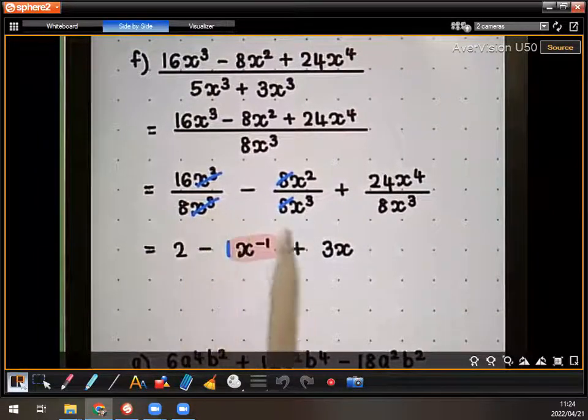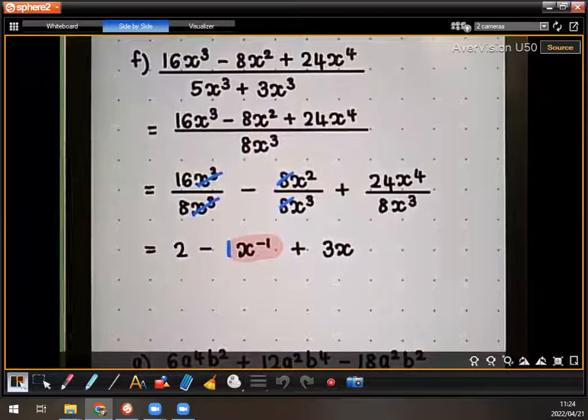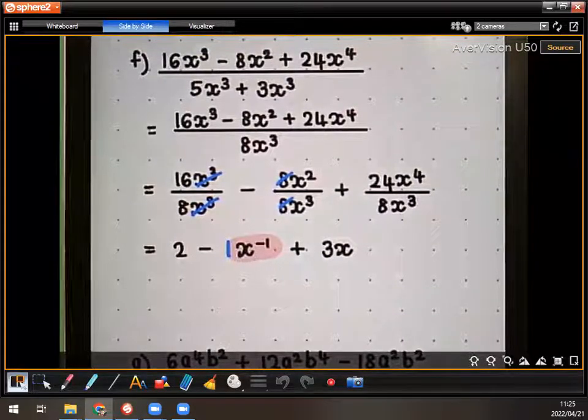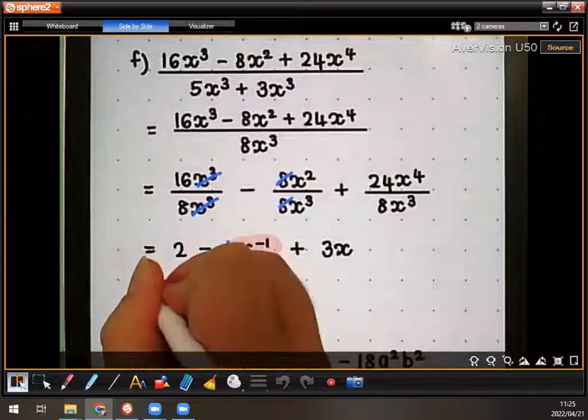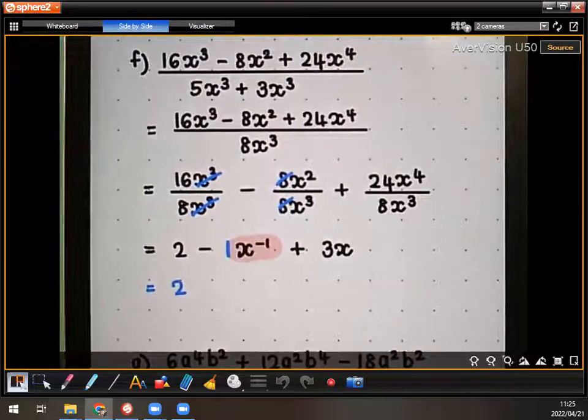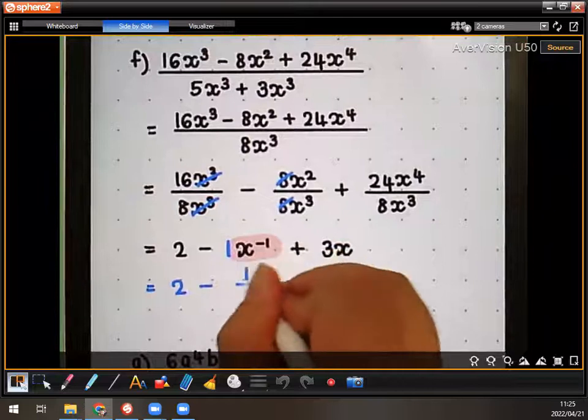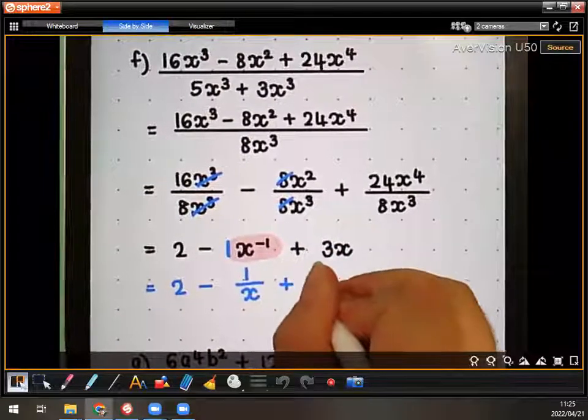But now, guys, if I have to make this exponent positive, what must I move to the bottom? What has a negative exponent? X. What's going to stay at the top? 1. Okay, because that's the number that's in front of x. In the previous question, there was an 8. So the 8 stayed at the top. Now we have a 1 in front. So this final answer will be 2 minus 1 over x plus 3x.